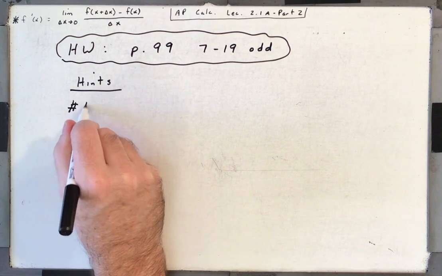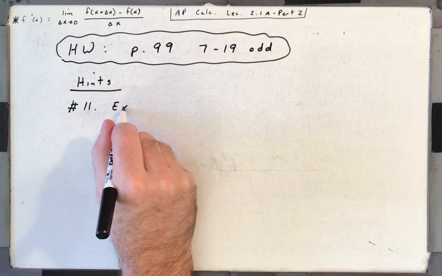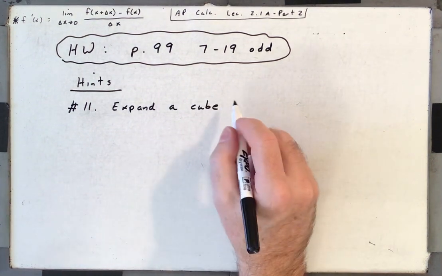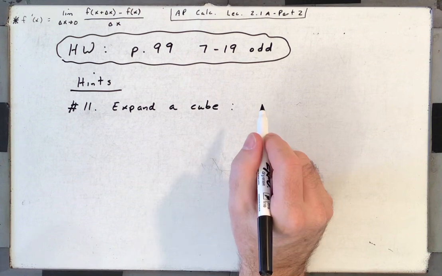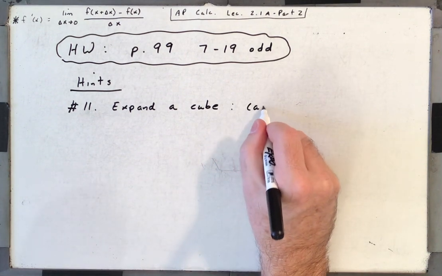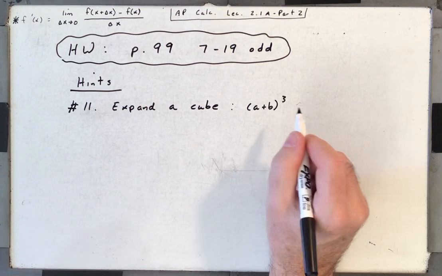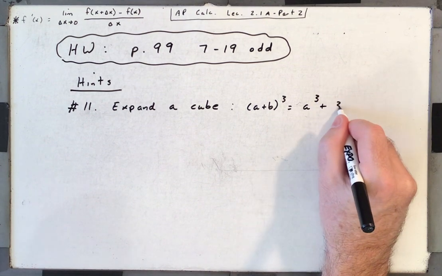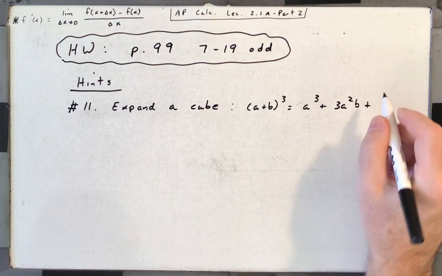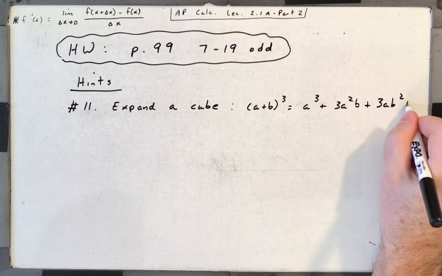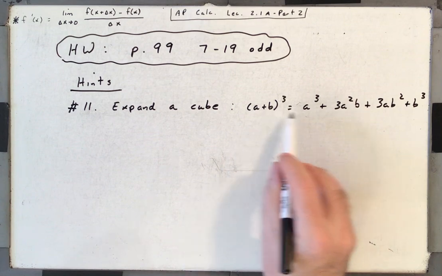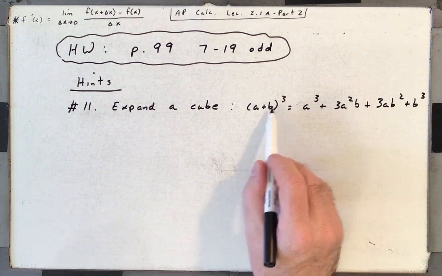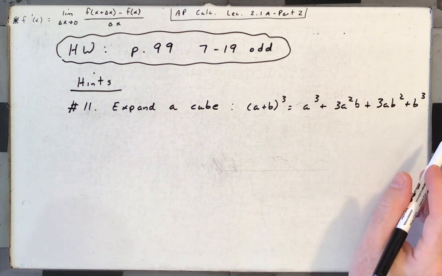On number 11, you will have to expand a cube. Okay, there's a formula for that. We did that early in pre-cal, but that formula is a plus b cubed, and these formulas are in the front cover or back cover of your book. That's equal to a cubed plus 3a squared b plus 3ab squared plus b cubed. You know, I didn't have you memorize that in pre-cal. We just FOILed it out. We just squared it and then multiplied that by a plus b again to get it. That's another way to do it.